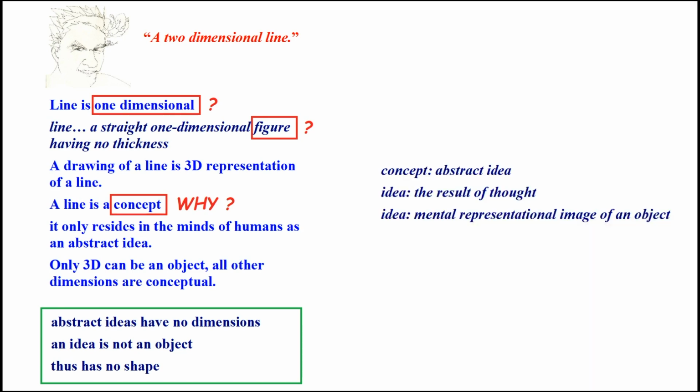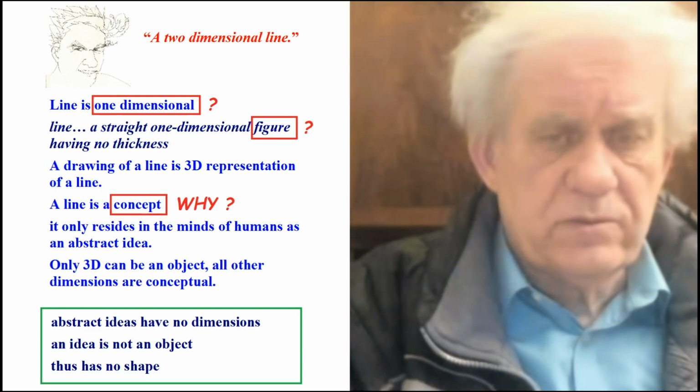And why is it a concept? Well, here it is. It says concept: an abstract idea. What is an idea? The result of thought. And it turns out that idea is a synonym of concept, but aside from that, it says idea: mental representational image of an object. So we've got a lot of contradictions, you could say, or problems with these definitions, because if an idea is just an image of an object, what are we saying there? Well, we're saying that that's just what an idea is.